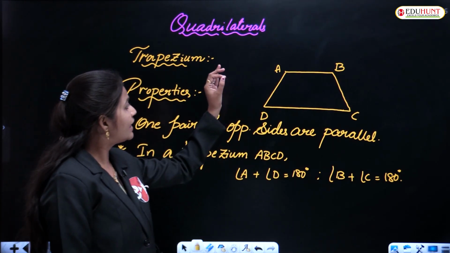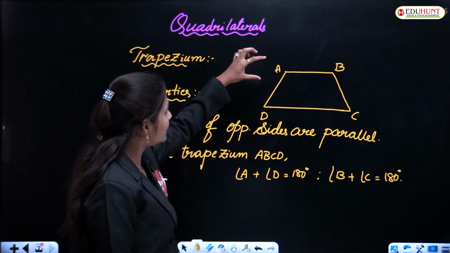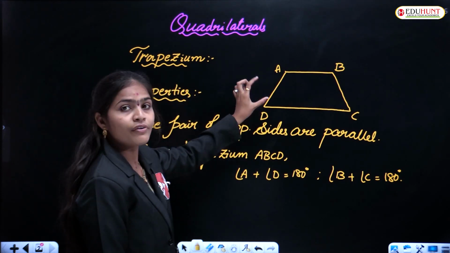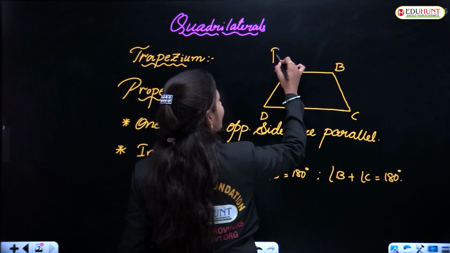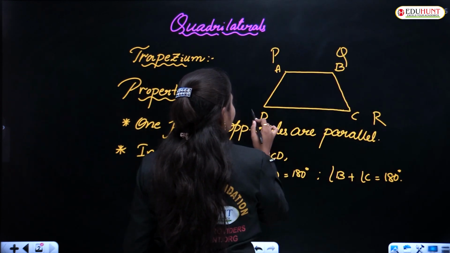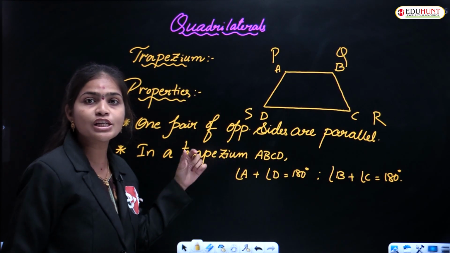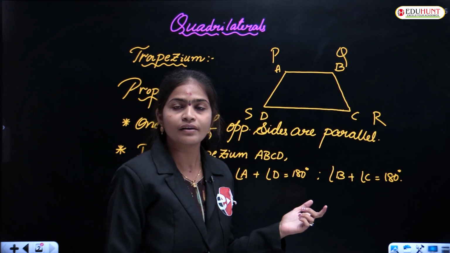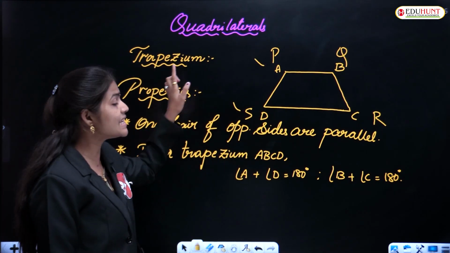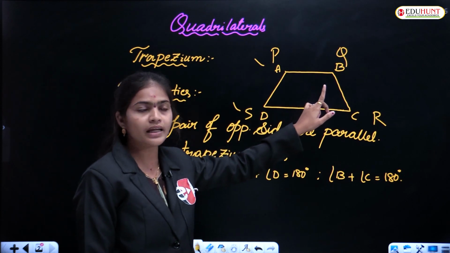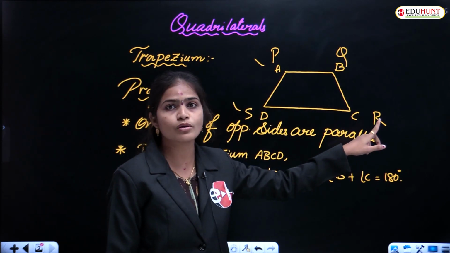In a trapezium ABCD, A plus D. For example, if the trapezium is PQRS, then the sum of which two angles is supplementary here? Yes, that is P plus S, not P plus Q. And in the same way, D plus C is also not possible.